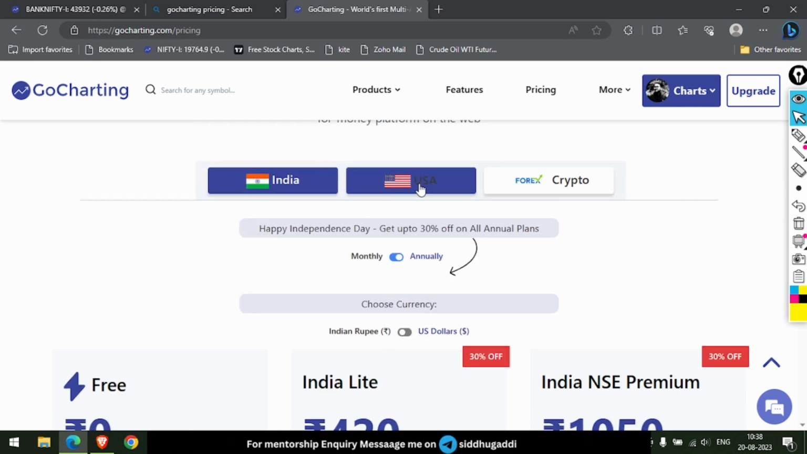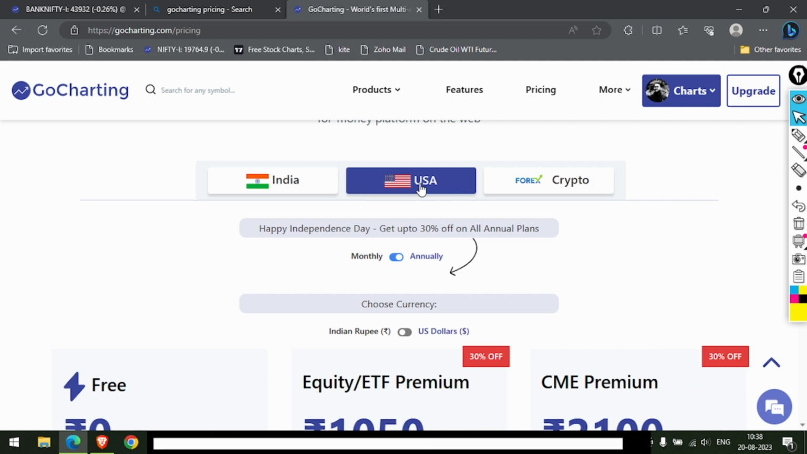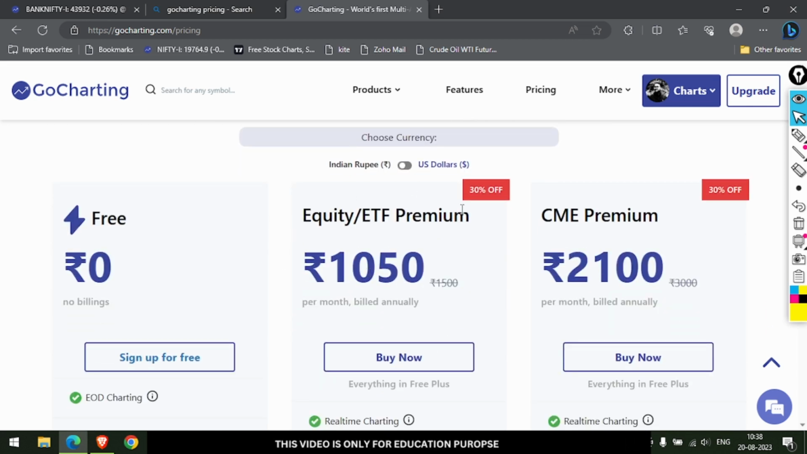And if you want to trade US stocks, and you are from the US and need budget-friendly, pocket-friendly data, then obviously these are the options you have. Again, we have equity and ETF premium. Again, we have the CME premium. Obviously, the CME premium is the best, and this is the best futures data available on this chart. Right now, they have somewhere around 30% off going on due to the August month sale. So that's what it is showing you, and this is the original price of the market that you need to pay for this.